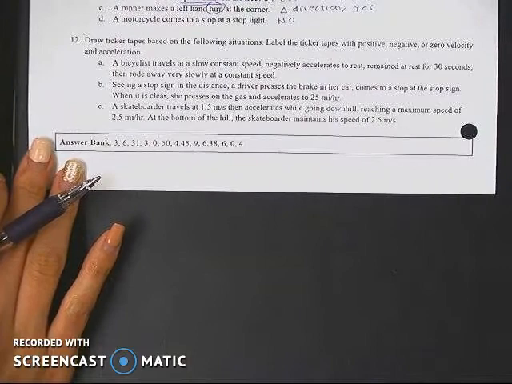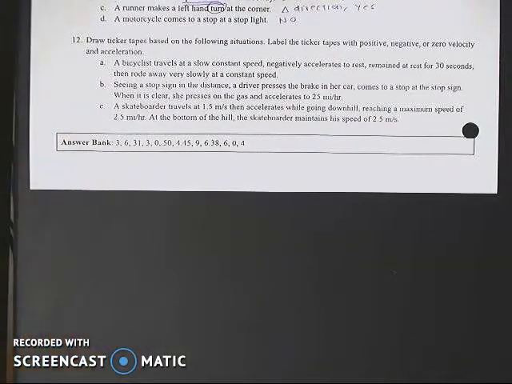For number 12, what I'm going to do is draw the ticker tapes, and then we'll describe what's going on in each segment of that ticker tape.